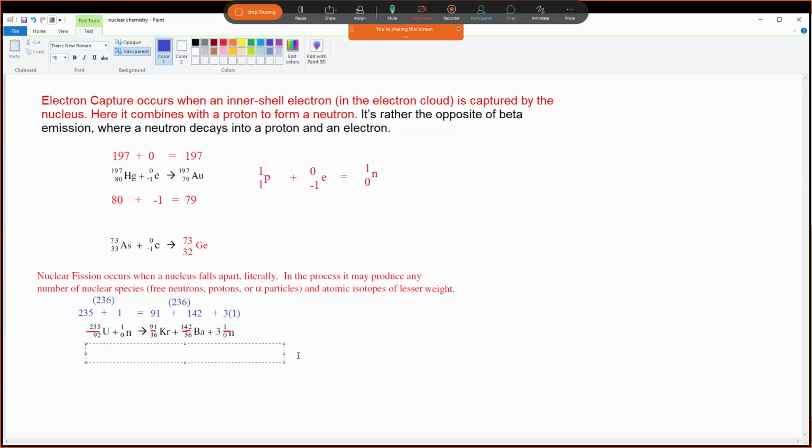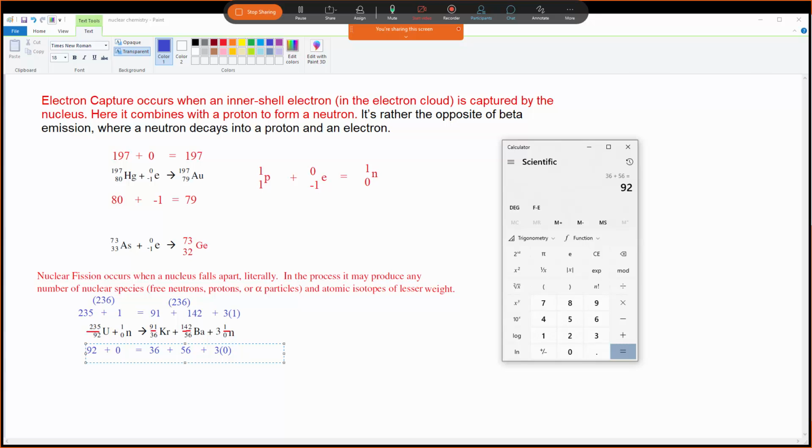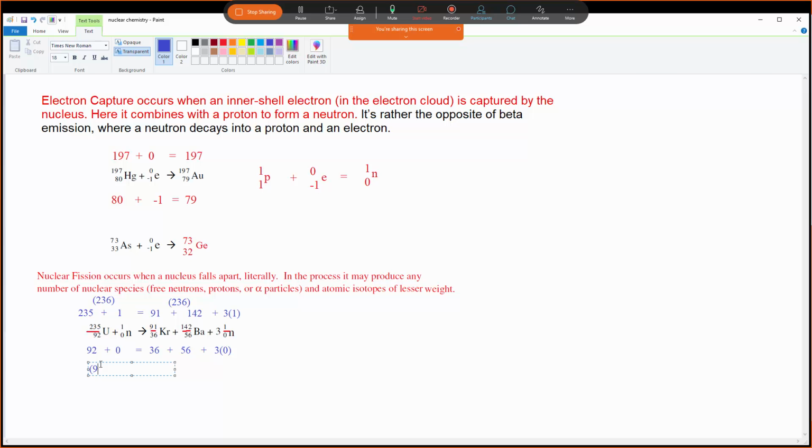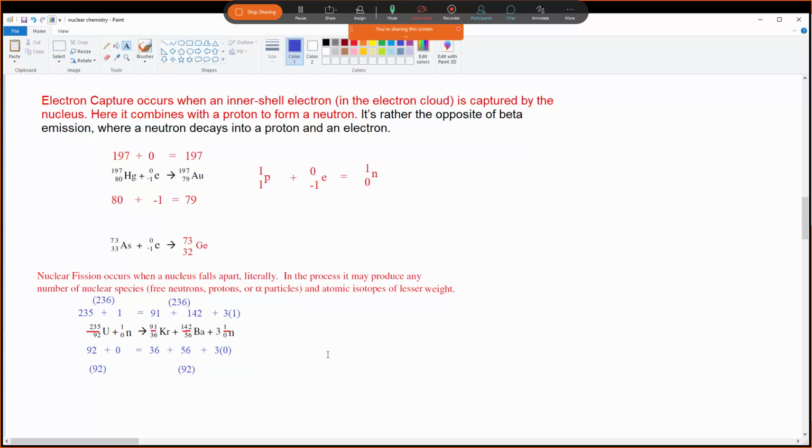And on the bottom here, we have 92 plus 0 positive charges, so that adds up to 92. And that should, if this is done right, equal 36 plus 56 plus, now we have 3 times 0. Now it's going to be 0, right? So we can see 36 plus 56 does in fact equal 92. They equal 92 on both sides. So this still meets our criteria for being a reaction where mass and charge is conserved overall. Does that make sense?